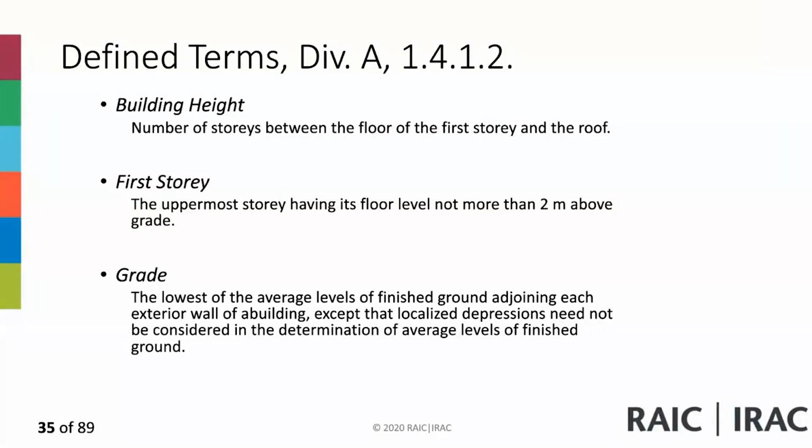Can you find the definition for first story? The uppermost story having its floor level not more than 2 meters above grade. That's the first story. First story, Division A, page 17. Perfect. The uppermost story having its floor level not more than 2 meters above the grade. So that's a very critical definition for locating the first story. If the floor level is more than 2 meters above grade, then it's not necessarily the first story.